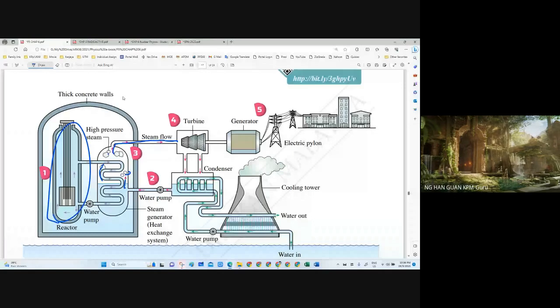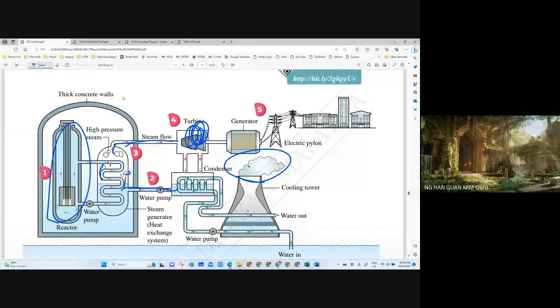To cool down the steam and condense it back to liquid, we need the cooling tower. This cooling tower has running water, so it can remove the heat to the surroundings. That is why you always see steam coming out. In the condensation process, we have to remove the heat from the steam so that it will condense back as a liquid.